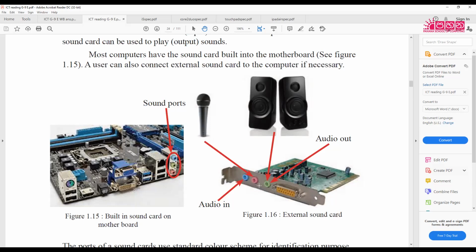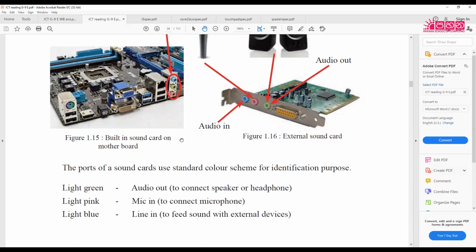Now, for example, we can get audio in if you want to input something. To get the output, you have a green one. For example, for speakers, right? You have to connect to the green port. So the middle one, actually, you can use for mics. Right? So those are the three places we have.